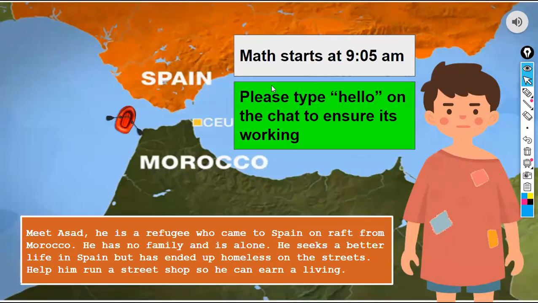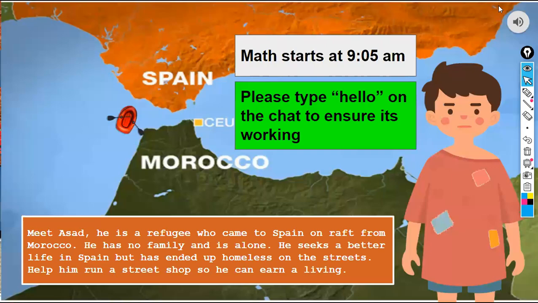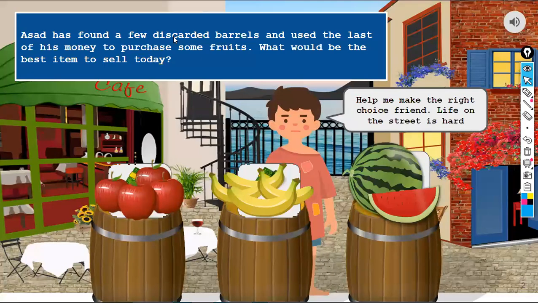So let's see what's going on with Assad here. Let's see if we can help him. So before we start the first question, he's running this little stall on the streets. I would like you all to choose one of the fruits. Which one of the fruits should he sell today?